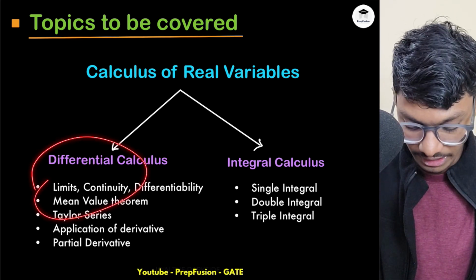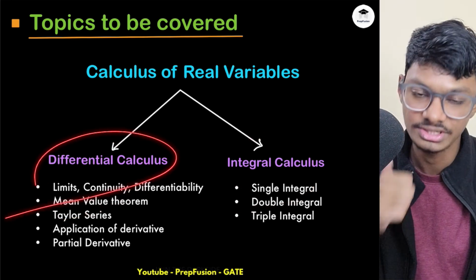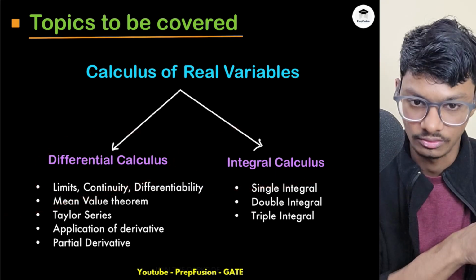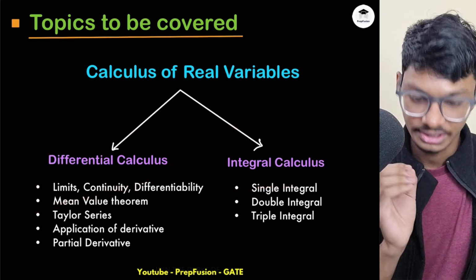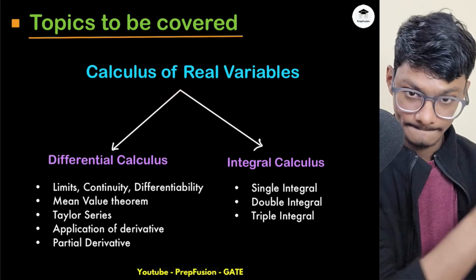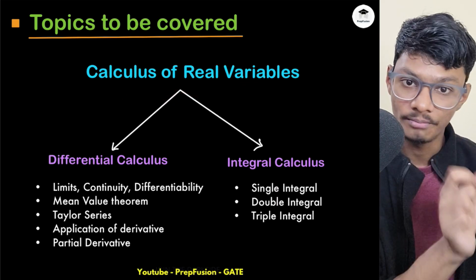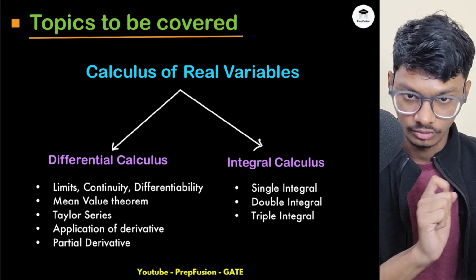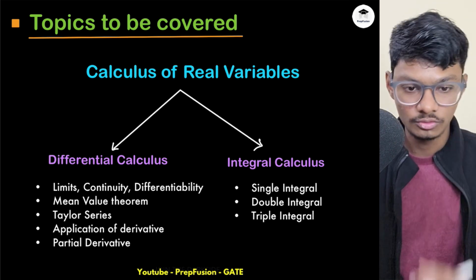So this calculus chapter can be divided into two parts. One is differential calculus, another is integral calculus. Okay, so mainly we'll study calculus of real variables. There is another specific, different chapter for complex variables. We'll study that later on. Okay, but obviously I'm going according to what are the most important.